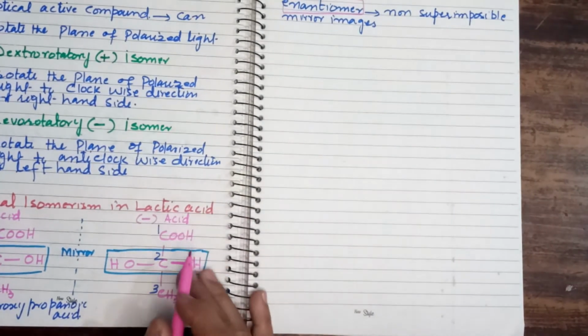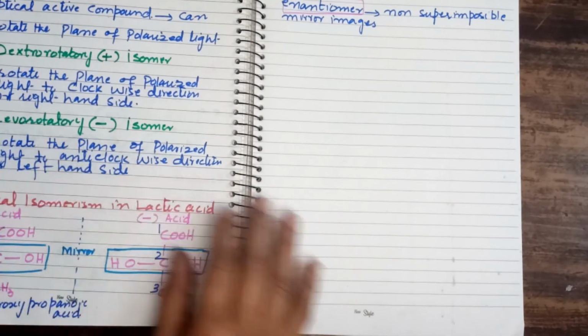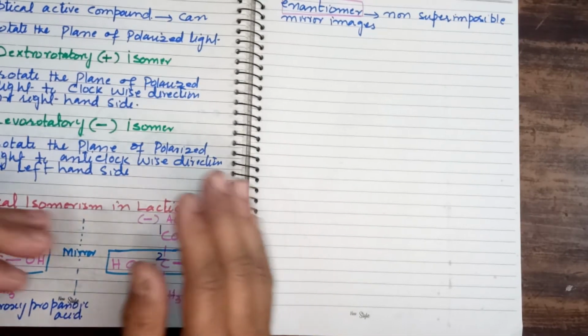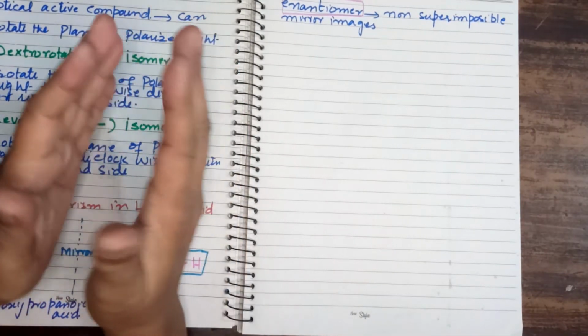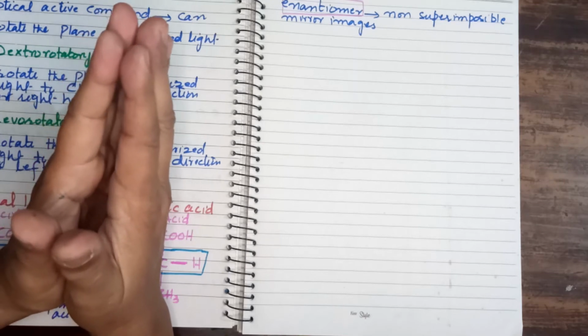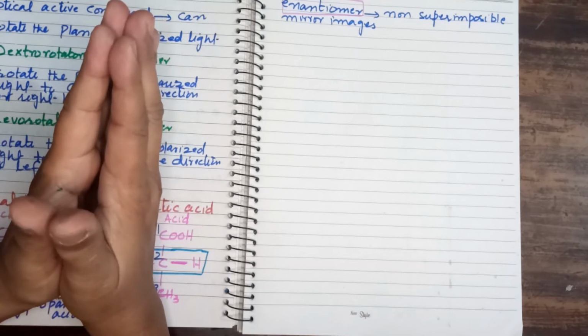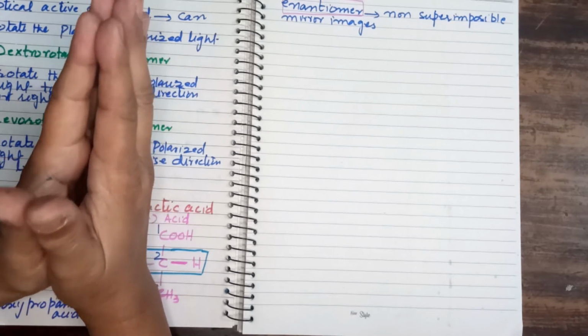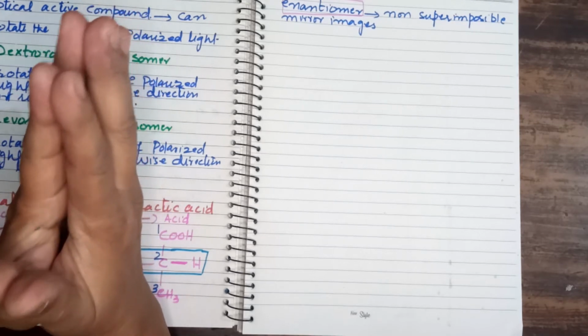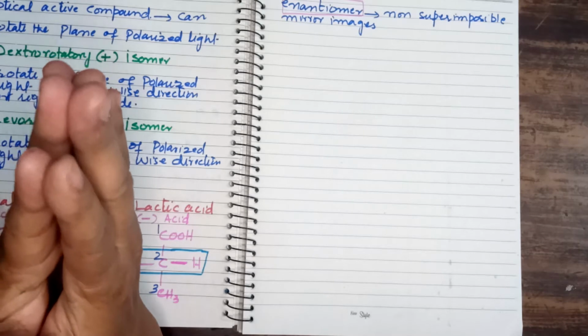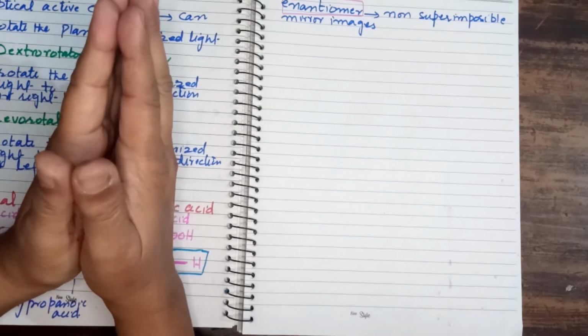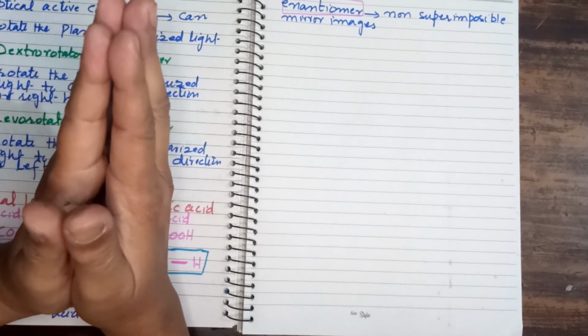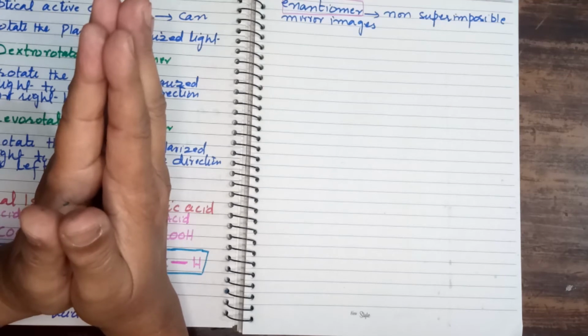What is meant by superimposable, students? You can notice here, if you place both hands over each other, the thumb of the right hand faces the thumb of the left hand. Likewise, these two fingers can be placed over each other, right? So this form is known as superimposable, right?